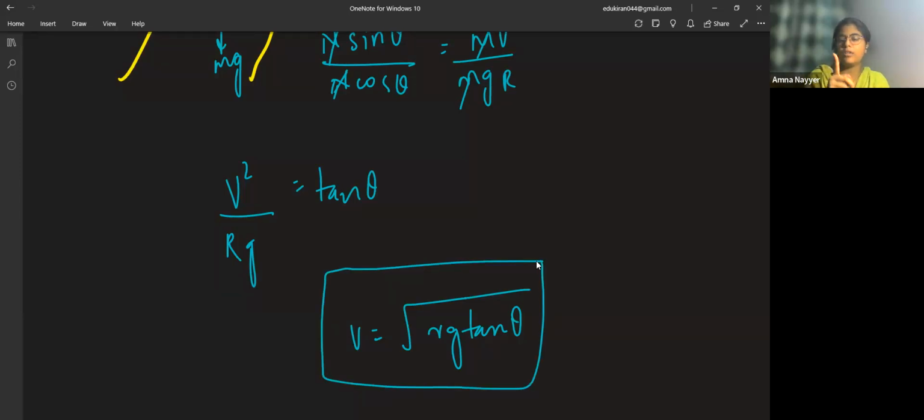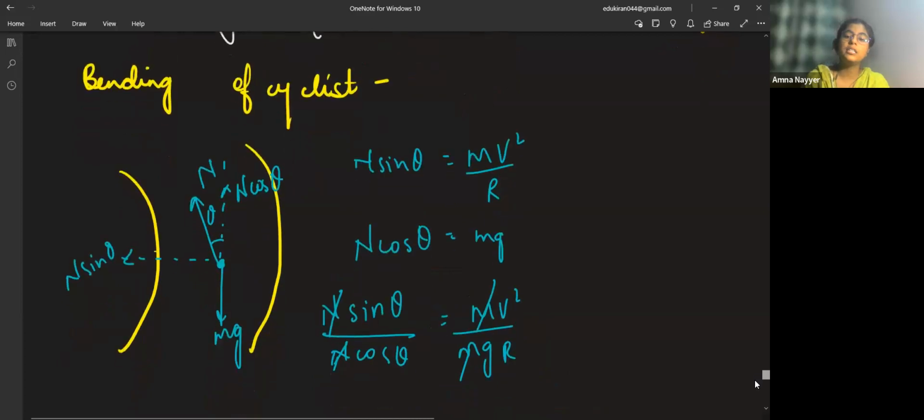So for a cycle, you have a specific case. This is the safe limit. This cannot be crossed. If this is crossed, the cycle will skid or slip. This is the last thing that completes your circular motion also. With this, laws of motion is completed, and some portion of circular motion, that is rotational motion, is also completed.